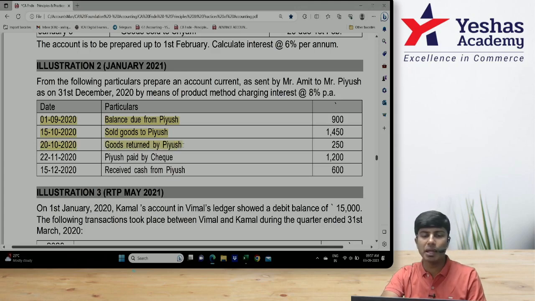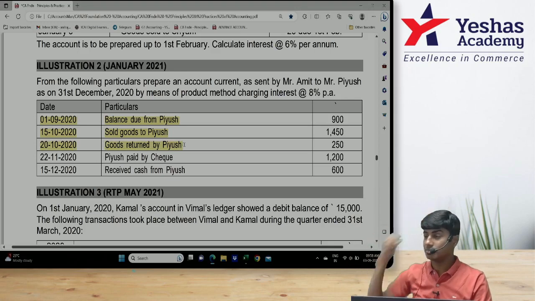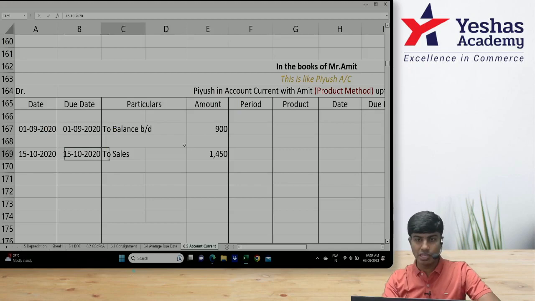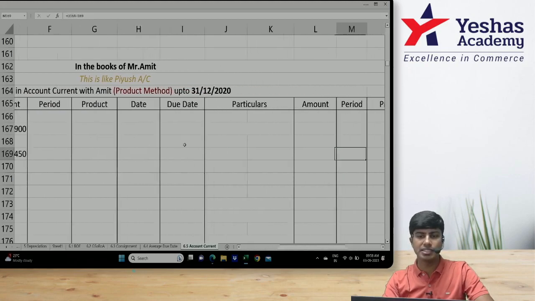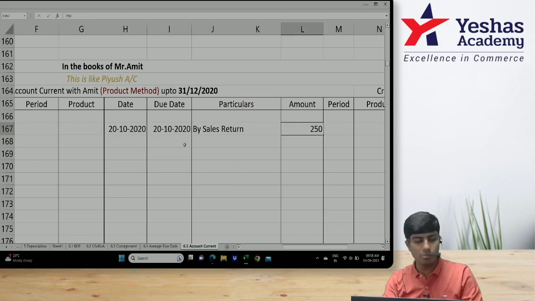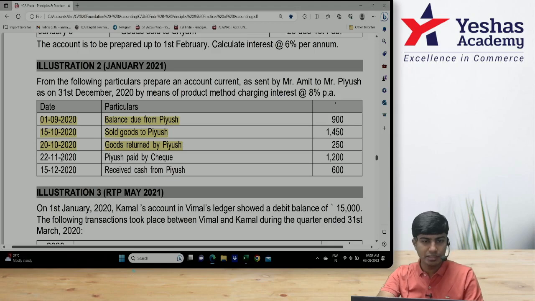Done. Next. 20th of October. Goods returned by Piyush. Piyush is returning the goods to us. To us it is sales return. Entry is sales return account debit to Piyush. So in our Piyush account, I'll write on the credit side, by sales return, 20th of October. Amount is 250. Got it?